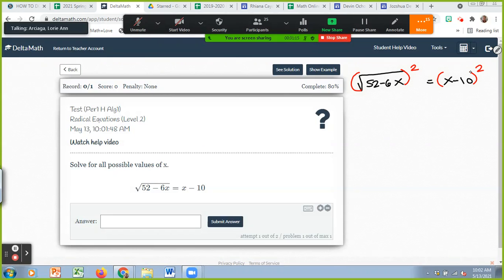But now, look at the right-hand side. It's going to become more interesting. You see that? I love it. So now the radical and the power 2 will be taken out. So bring down 52, take away 6x. Ooh, I would give you some wait time for that one. Can you give me the answer to the right side? What is x minus 10 to the power 2? How am I going to write that? Anybody?